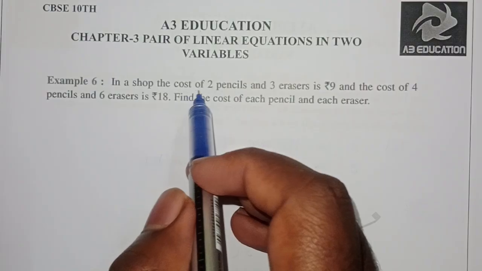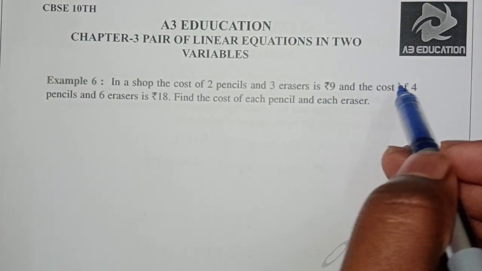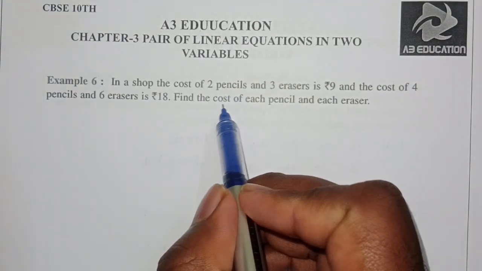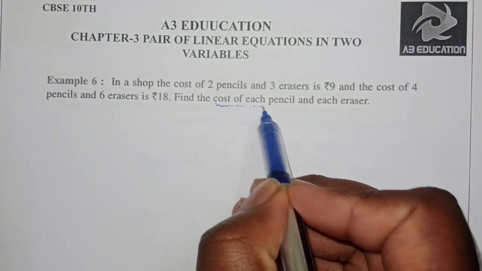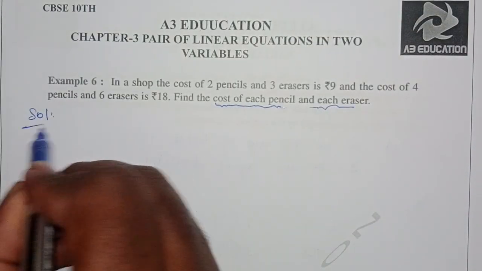In a shop, the cost of 2 pencils and 3 erasers is 9. 4 pencils and 6 erasers is 18. Here we need to find the cost of each pencil and eraser. Therefore, we need to find the cost.